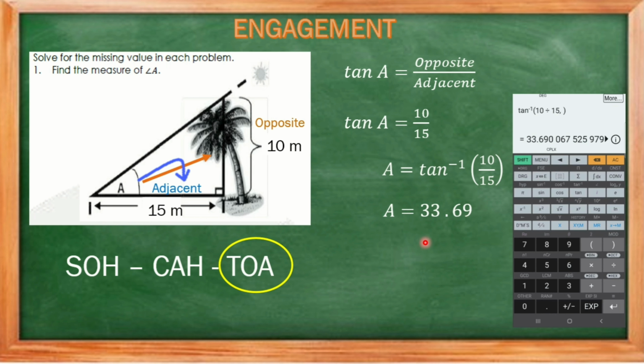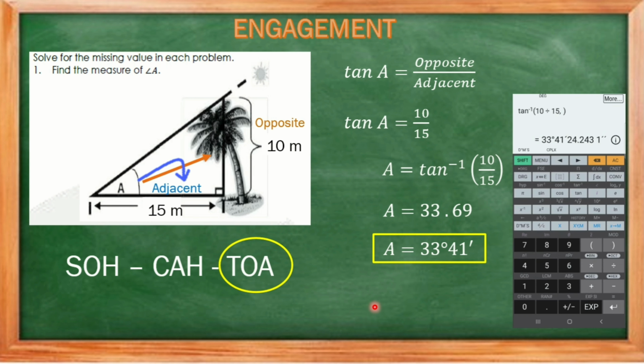At dahil ang hinahanap natin ay angle, i-convert lang natin siya into degree form. Paano natin siya i-convert into degree form? Mula dito sa answer ninyo sa calculator, i-press nyo lang uli yung shift. Tapos, press mo tong DMS, or degrees, minutes, and seconds. So, shift, and then DMS. Yan na yung lalabas. We have 33 degrees, 41 minutes, 24.2431 seconds. I-round off lang natin to the nearest minutes. Kaya, ang final answer natin dito is 33 degrees and 41 minutes. Okay, next.